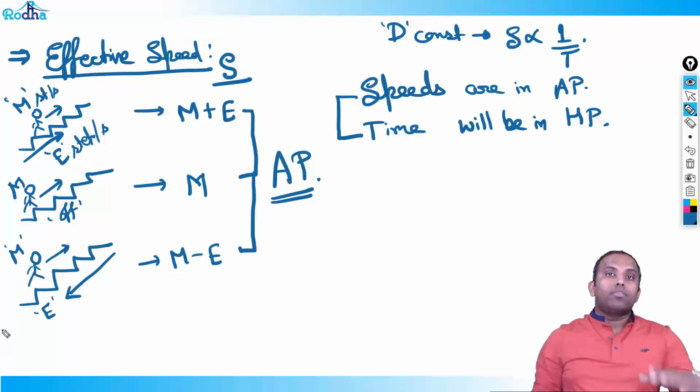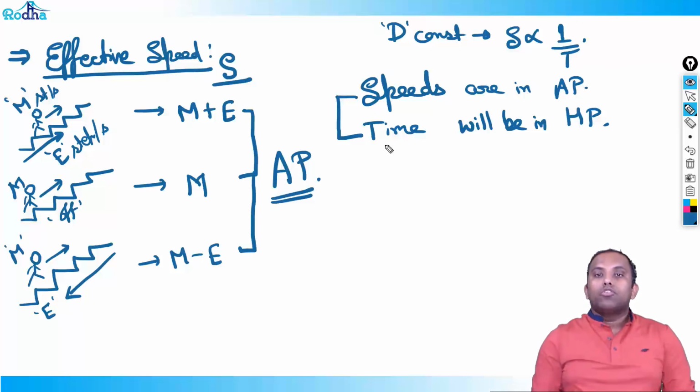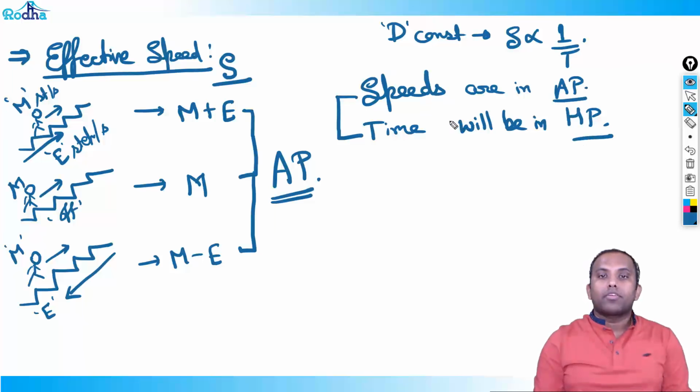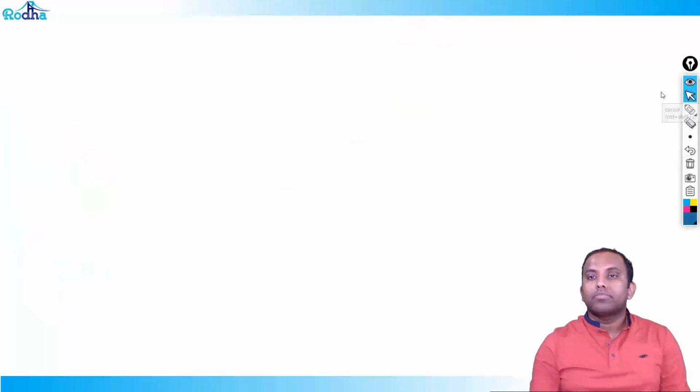Same funda in boats and streams also. Think of this funda: boat going with the river, boat going in still water, and boat going against the river. Again, the same thing; we'll discuss the same concept there. So when speeds are in AP, then time will be in HP. Very important point. We'll discuss a question on this.